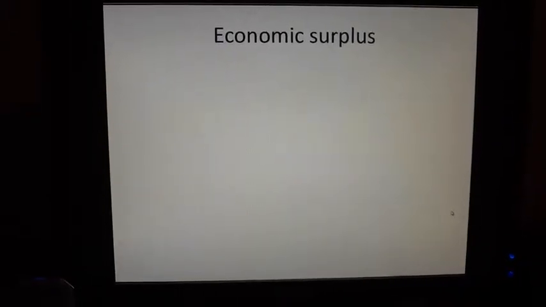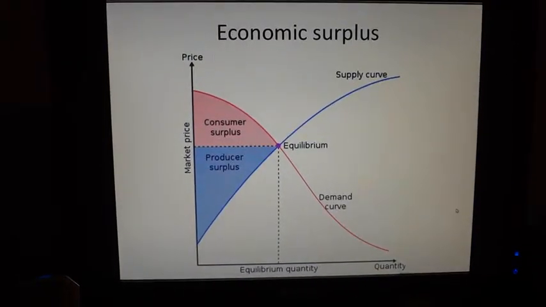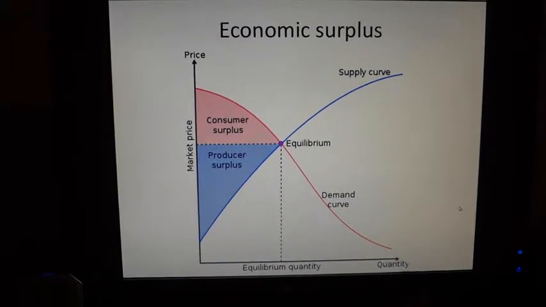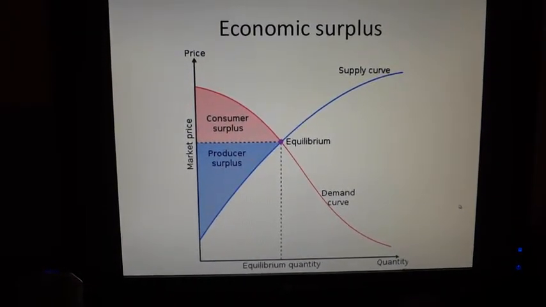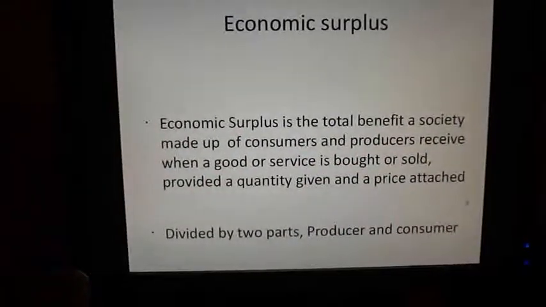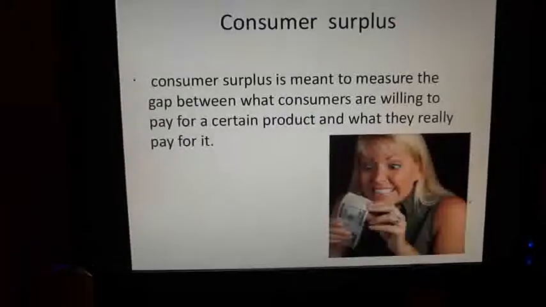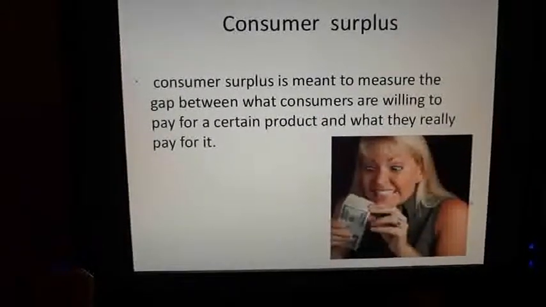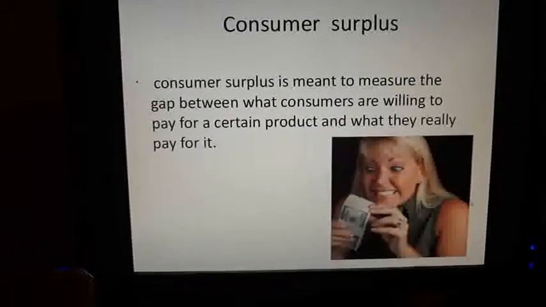Economic surplus. Here's a graph showing the consumer surplus in the red above and the producer surplus in the blue that are divided by the equilibrium price and quantity, which is what economic surplus is composed of. Consumer surplus is meant to measure the gap between what consumers are willing to pay for a product and what they will actually pay for it.